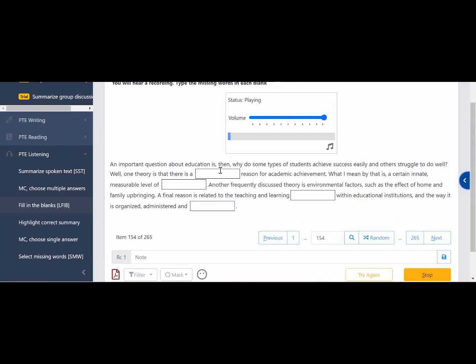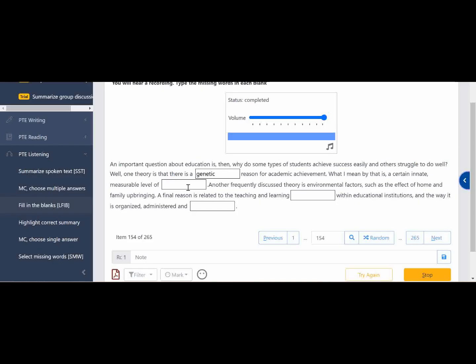An important question about education is then, why do some types of student achieve success easily and others struggle to do well? Well, one theory is that there's a genetic reason for academic achievement. What I mean by that is a certain innate, measurable level of intelligence. Another frequently discussed theory is environmental factors, such as the effect of home and family upbringing. A final reason is related to the teaching and learning process within educational institutions, and the way it is organised, administered, and assessed.